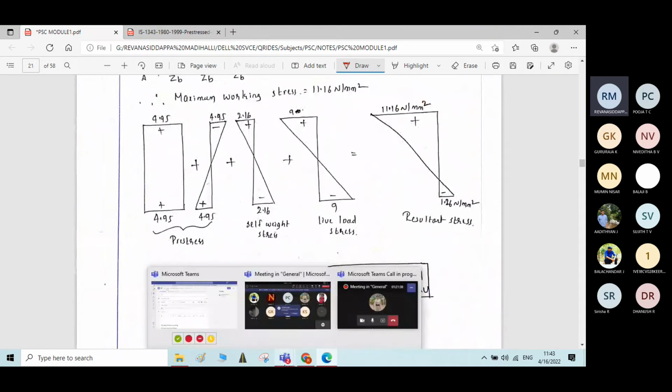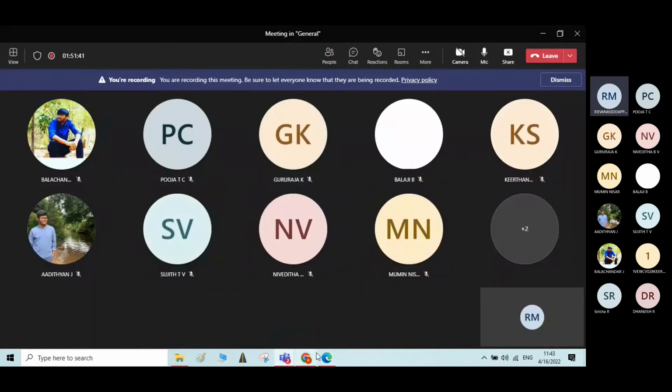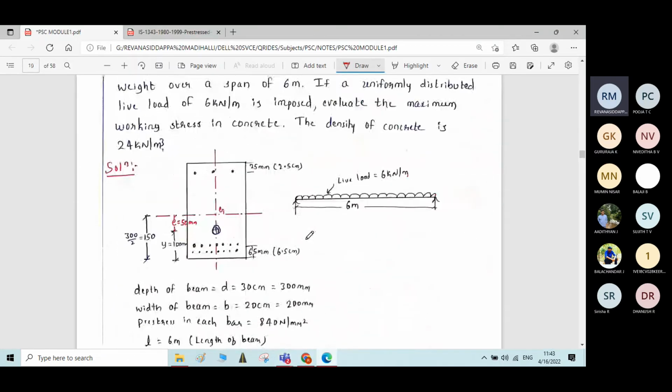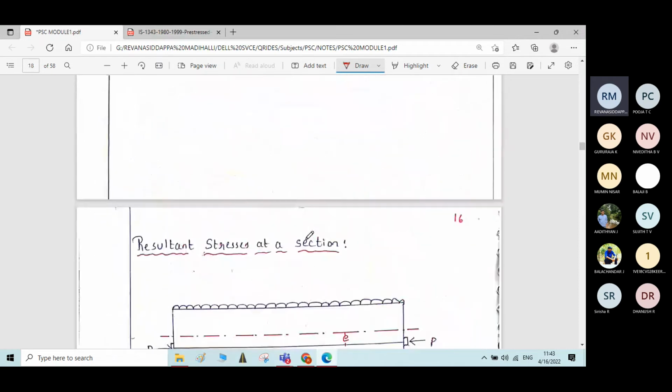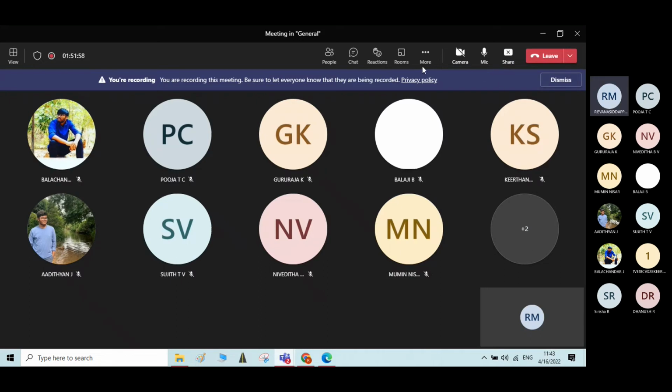Okay, students. If you have any doubts in the portions which I discussed today, you can ask. It may be any doubt, you can ask. Any doubts, students?